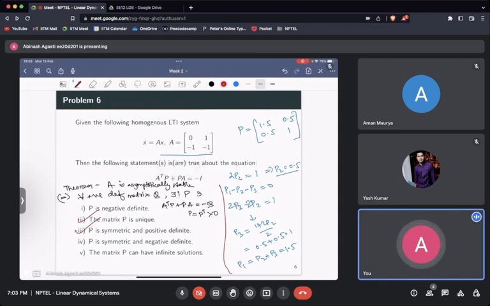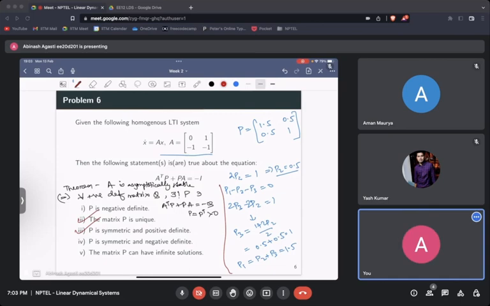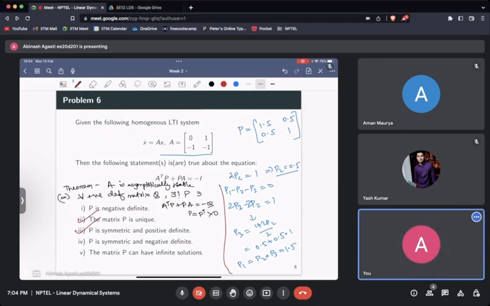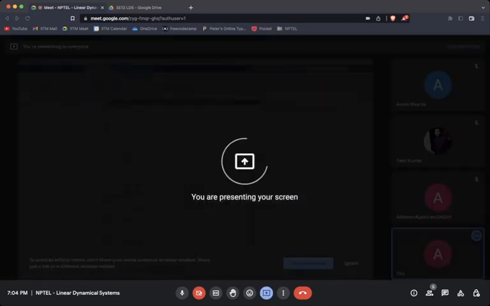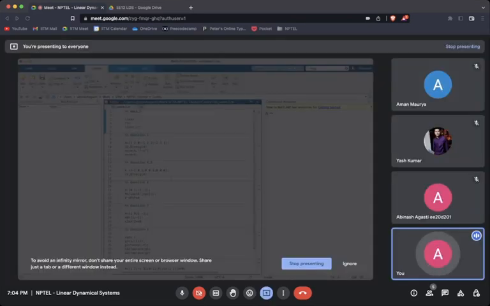All right, just give me a minute. Yeah, so I'll show you the MATLAB code. I'll share my screen here. Yeah, I hope you can see my MATLAB screen.